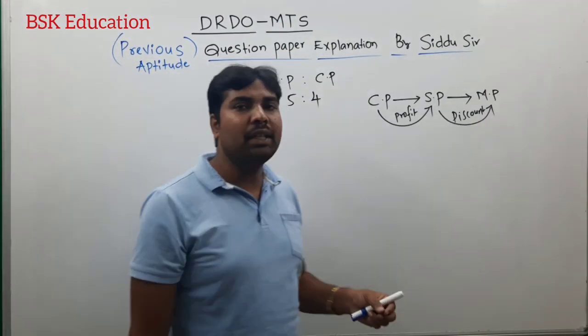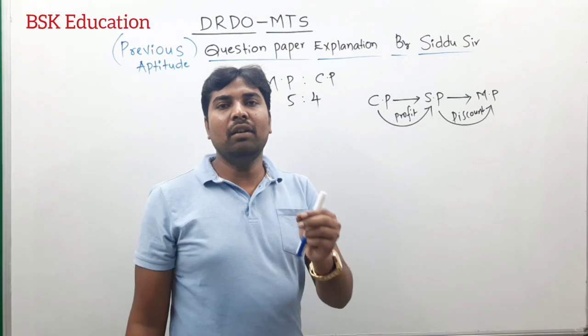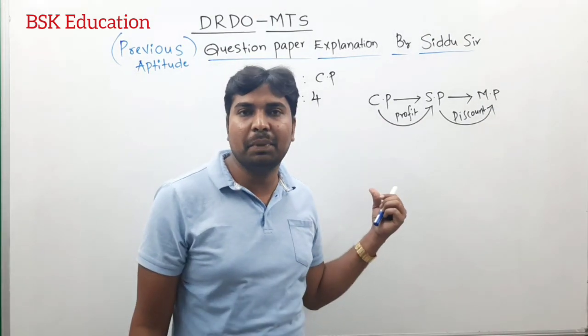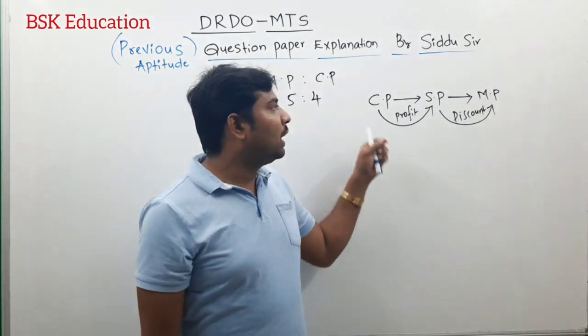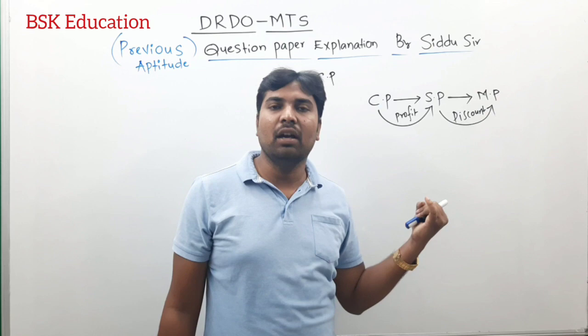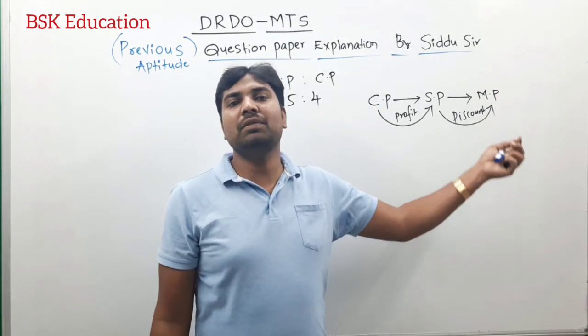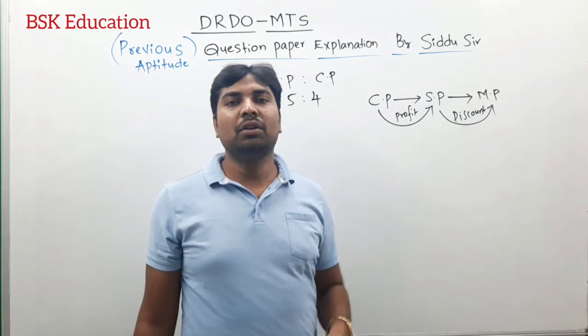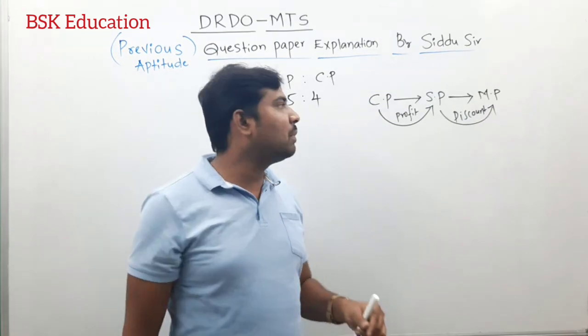Some of the guys are thinking about an article which has only 2 prices, that is selling price and cost price. No friends. An article which has 3 prices: one is cost price, another one is selling price, and the last one is the market price. Discount will be calculated on the market price only.